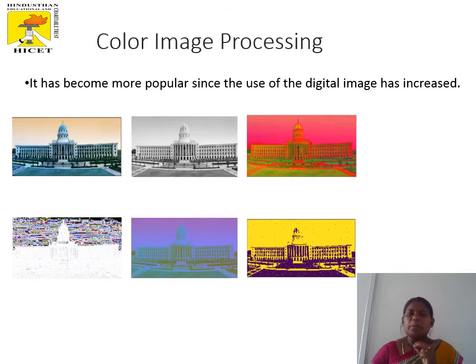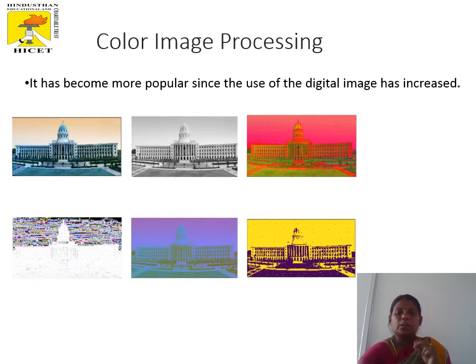It is very popular since the use of digital images has increased, and it is an area that has been gaining importance because of the significant increase in the use of digital images on the internet. There are three fundamental models: RGB, CMY, and HSI, and it can be divided into two, that is full color and pseudo color processing. Full color examples are TV, camera, and color sensor, and pseudo color will assign a particular monochrome or range of intensities.